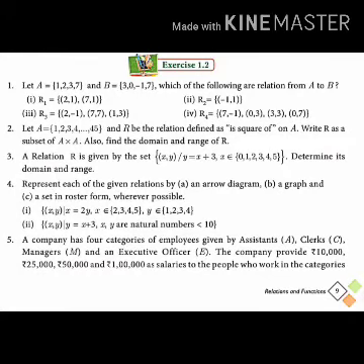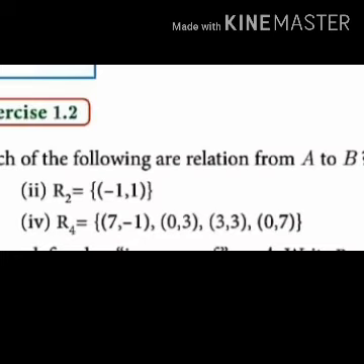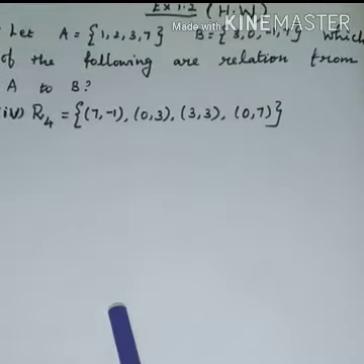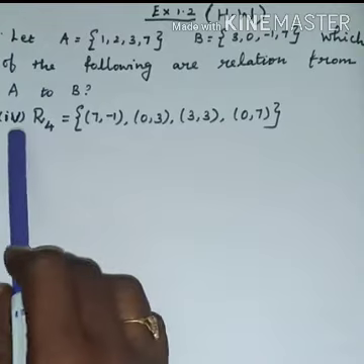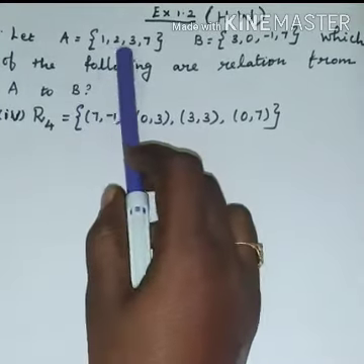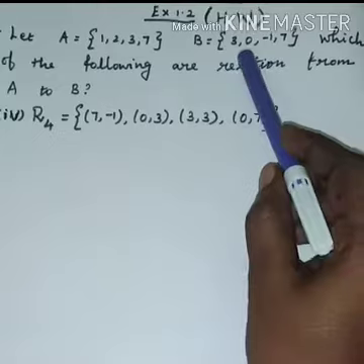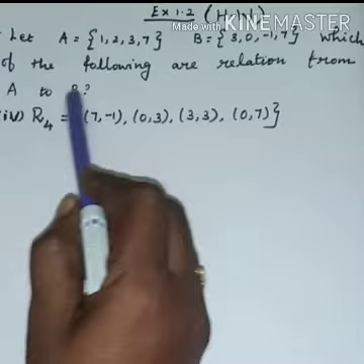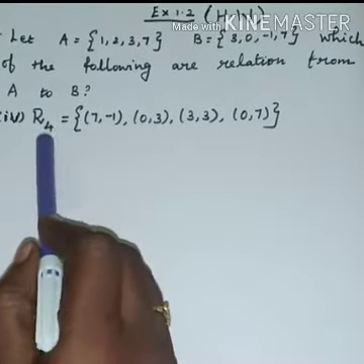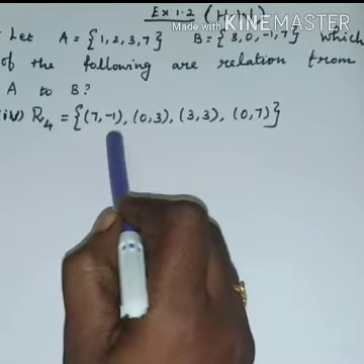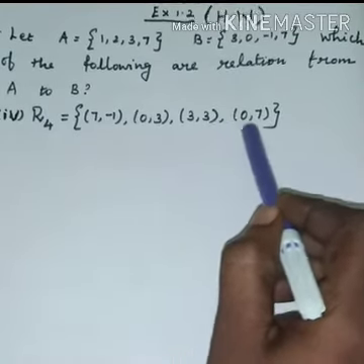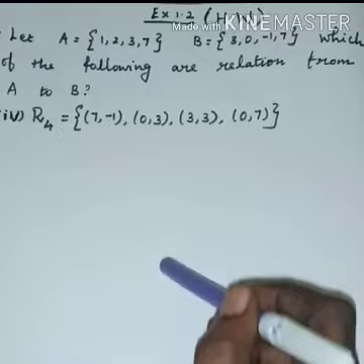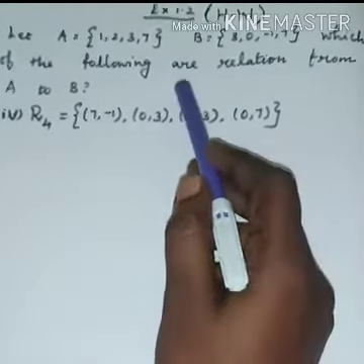Next, we are going to see exercise 1.2, first sum, fourth subdivision. A equal to {1, 2, 3, 7}, B equal to {3, 0, -1, 7}. Which of the following are relations from A to B? Fourth subdivision is R4 is equal to {(7, -1), (0, 3), (3, 3), (0, 7)}. You have to check whether this R4 is a relation or not.